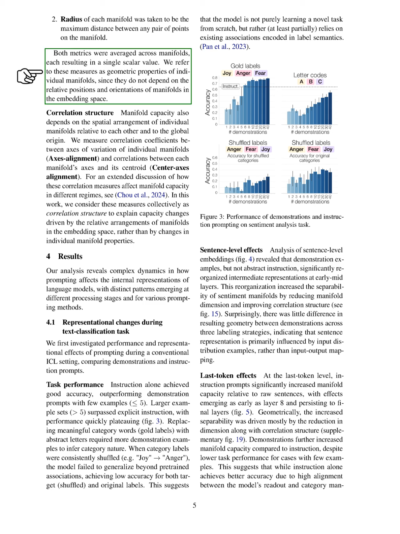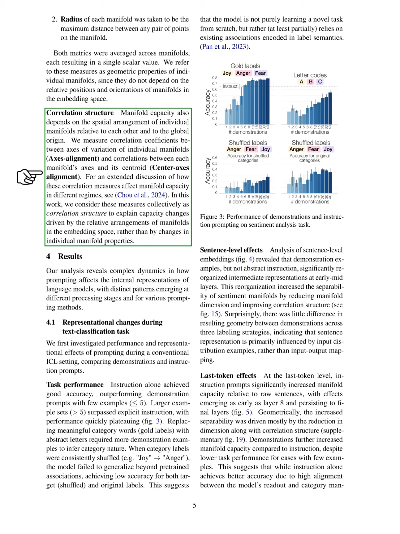Section: Correlation Structure. In this section, we explore the correlation structure, which refers to how the arrangement of individual manifolds affects their capacity. We assess correlation coefficients between the axes of variation of these manifolds and their centroids. We consider these measures collectively to understand how the spatial relationships among manifolds influence capacity changes, rather than focusing solely on individual manifold properties.